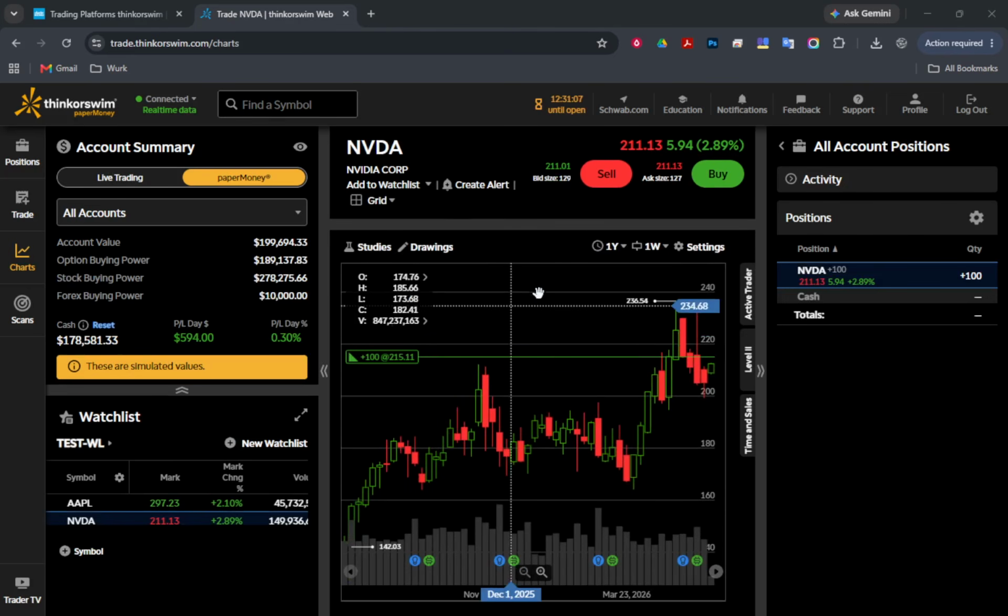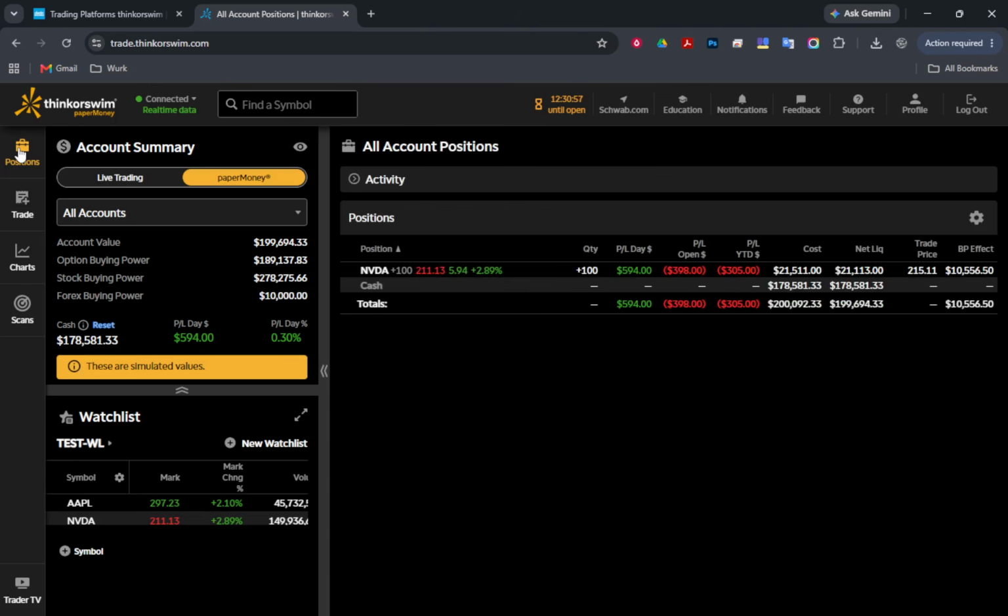Now that you're inside paper money, you'll notice you start with about $100,000 in virtual cash. This virtual money allows you to trade stocks, options, ETFs, and even futures depending on your account settings. This is beneficial because it gives you a broad range of trading experiences and allows you to test different market scenarios without any financial risk.